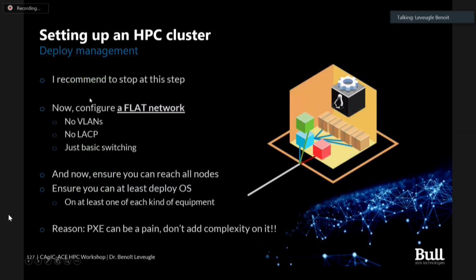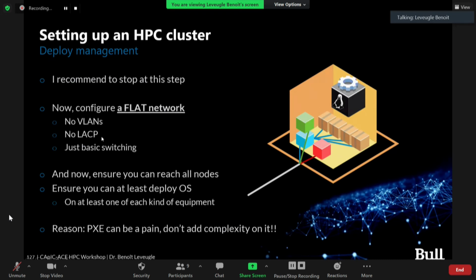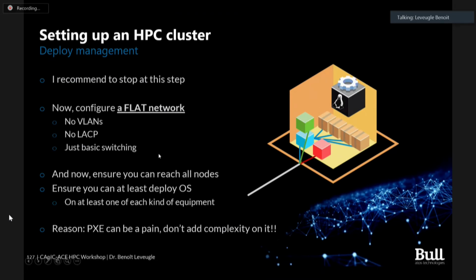And my recommendation, from my own experience, is to stop here. Don't go further. Just install this and don't go further when you want to deploy an HPC cluster. Also, do not configure anything on the network. No VLAN, no LACP, just a basic plain switching network, okay? A flat network. Why? Because you want to check first if you can reach all your nodes, if you can reach all of your equipment, and if you can deploy the operating system on them.